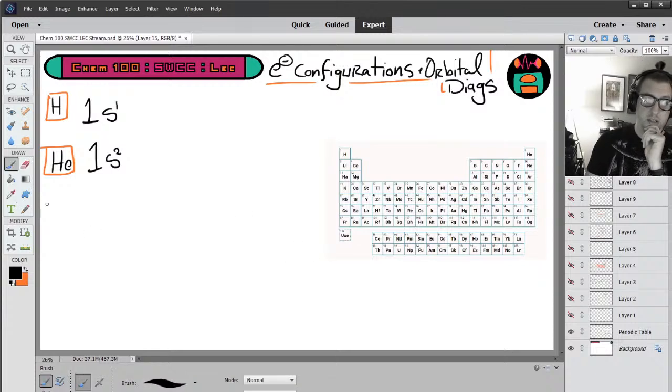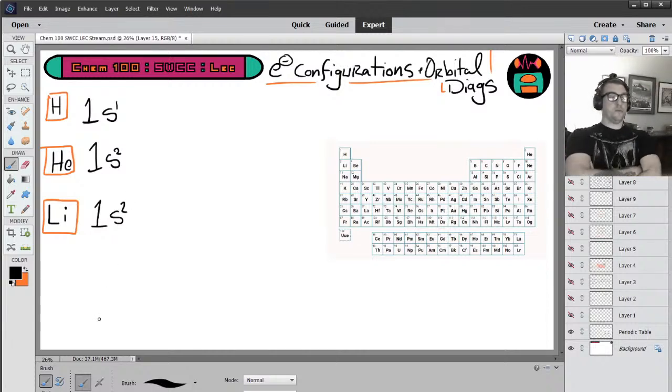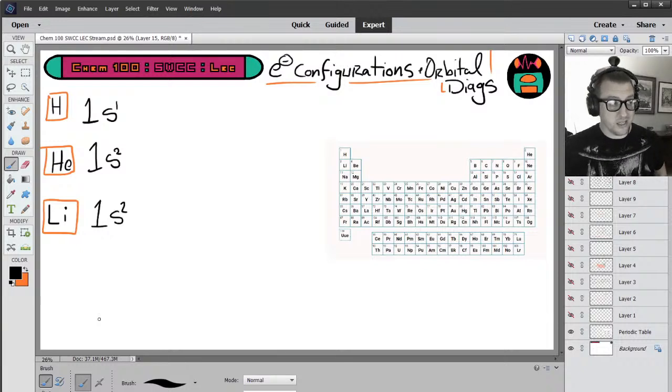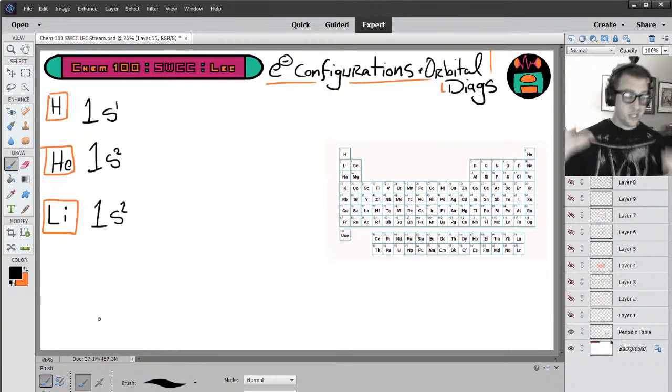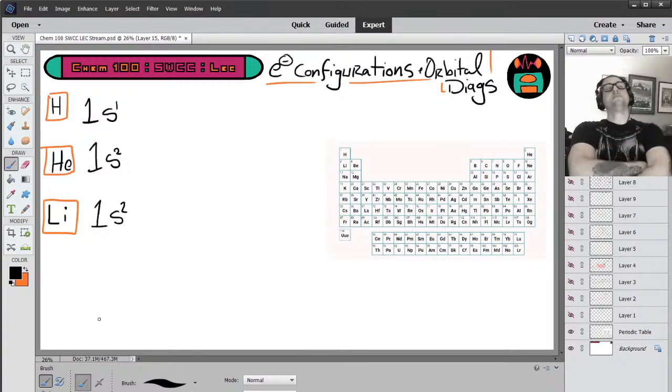Let's look at lithium. Lithium has 3 electrons. Now we know where the first 2 electrons are going to go for lithium. They're going to go into the S subshell on the first shell. But the third electron can't fit, right? One orbital can hold 2 electrons max, Pauli exclusion principle. So our third electron can't fit on the first shell. And there's only one S orbital on the first shell. So our third electron has to look at the second shell.